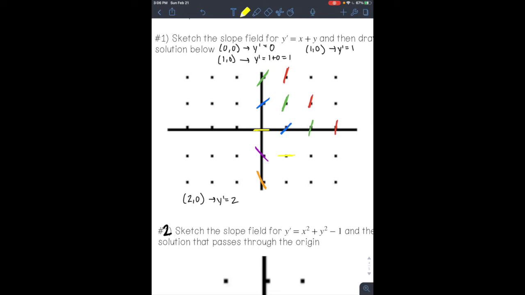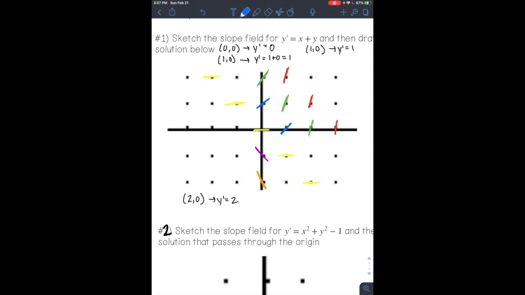Okay, if I do the point 1, -1, I'm going to get a slope of 0 here, right? So we can kind of see that they're happening on diagonals, right? -1, 1, I'm going to get a 0. -2, 2, I'm going to get a 0, right? So we have this diagonal line situation happening.